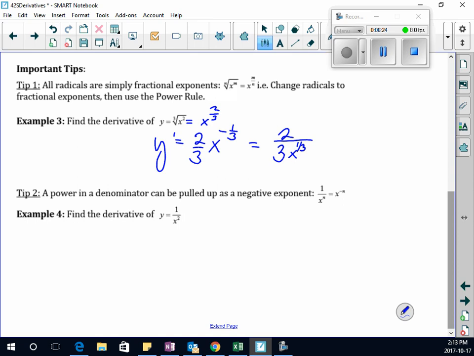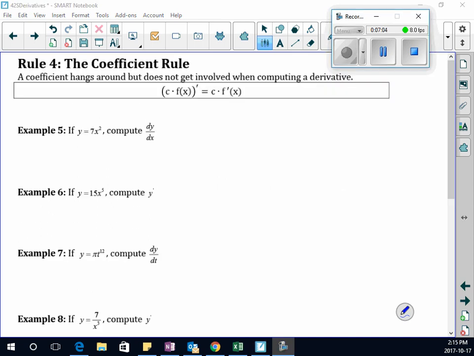Okay? Tip number 2, a power in the denominator can be pulled up as a negative exponent. So does everybody see, if you ever have a question where you have 1 over something to the power of something, you can bring it up and then use the power rule. So find the derivative of y equals 1 over x squared. So first step, write it as x to the power negative 2. Now find the derivative. Y prime is going to equal negative 2 x to the power negative 3.